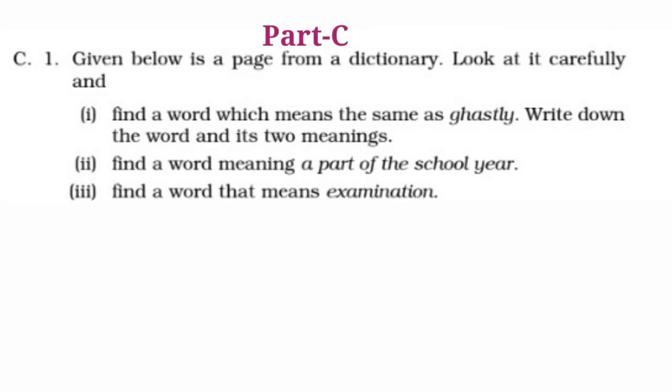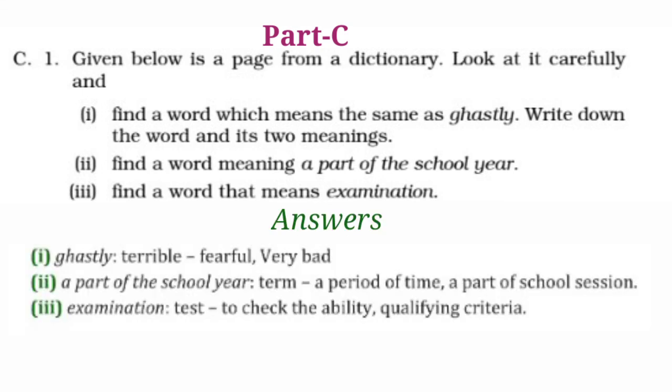This is part C. Given below is a page from a dictionary. Look at it carefully. Children, you can find that page in your books. You can see the dictionary words from there. So we have to do here, the first is find a word which means the same as ghastly. Write down the word and its two meanings. So the answer is here, ghastly means terrible and two other meanings are fearful and very bad.